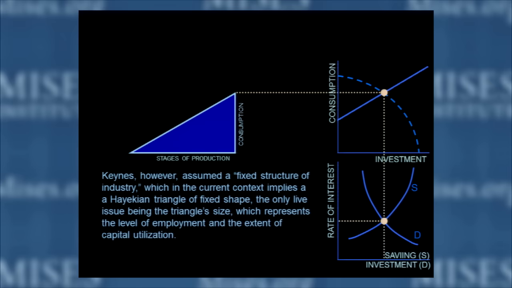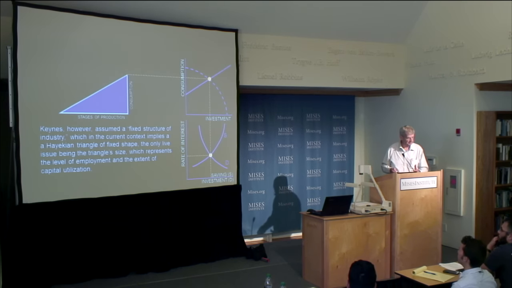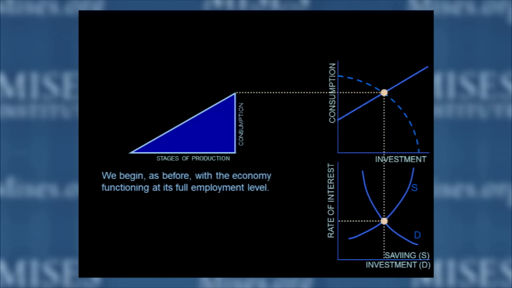Keynes, however, assumed a fixed structure of industry, which in the current context implies a Hayekian triangle of fixed shape, the only live issue being the triangle's size, which represents the level of employment and the extent of capital utilization. So I'm going to use this whole diagram, sticking to the Keynesian principles but showing how they work out with Hayek. See, we've still got a PPF that you can't move along.